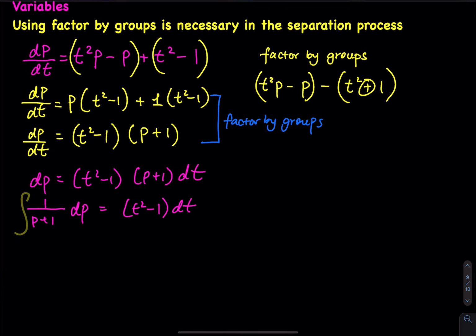Okay, so let's integrate both sides. So we integral and then integral, and on the left hand side, you can do a quick u substitution, but I expect you to be able to integrate without a u substitution. The answer is just ln absolute value of p plus 1.